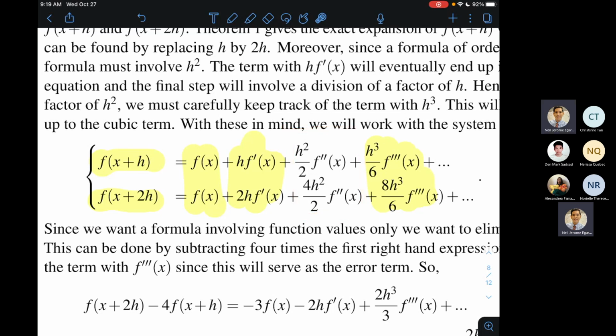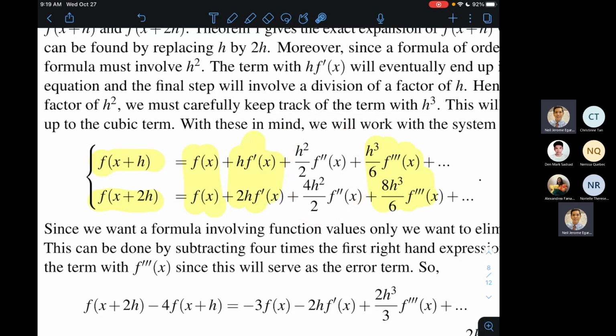Bakit sila kailangan mawala? Kasi we're looking for a formula for f prime. And since we don't know what f prime is, there's little chance that we have data pertaining to f double prime. So ayokong ilagay dun sa formula ko or isali si f double prime of x. Kasi nga kung wala akong data para kay f prime, most probably, wala rin akong data para kay f double prime. So it doesn't make sense to involve f double prime in a formula that computes for f prime. So kaya I want in my derivation that these two guys will vanish.